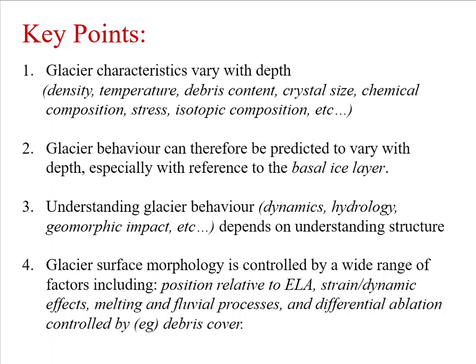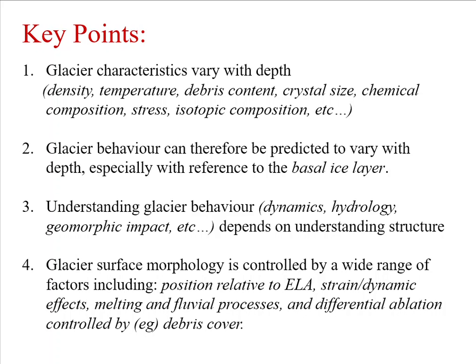For example, the density of the ice, the temperature, the debris content, the crystal size, the chemical composition, the isotopic composition, the stress profile. You already have experience of calculating stress variations, strain variations, and velocity variations through the thickness of a glacier. So lots of characteristics of a glacier vary with depth from the surface through to the bed.